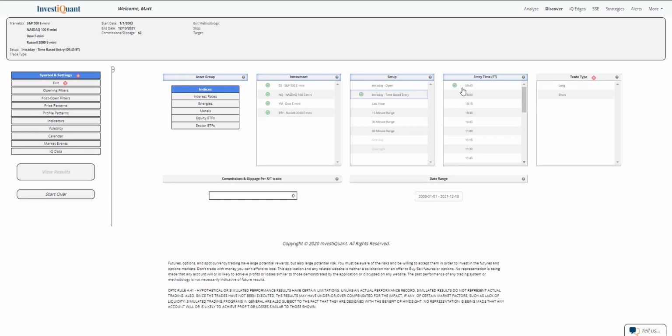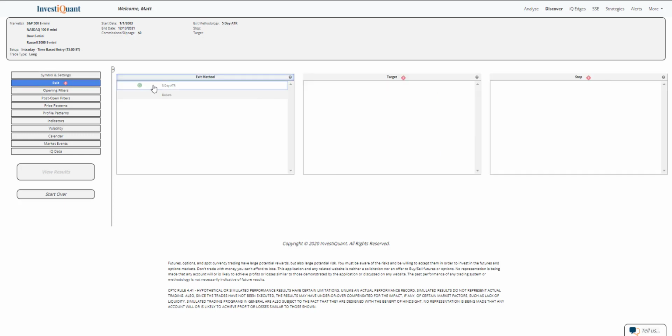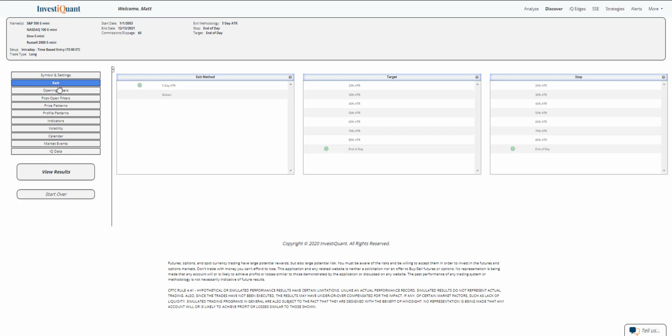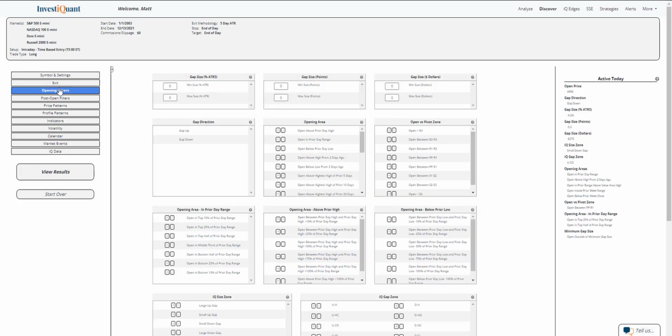The setup that we'll be using will be based upon entering the market here at, we'll do 3 o'clock, as a long. It will exit at the end of the trading session. And I'm going to add an opening filter here that says we gapped down this morning. So I've gone opening filters, clicked on gap down.